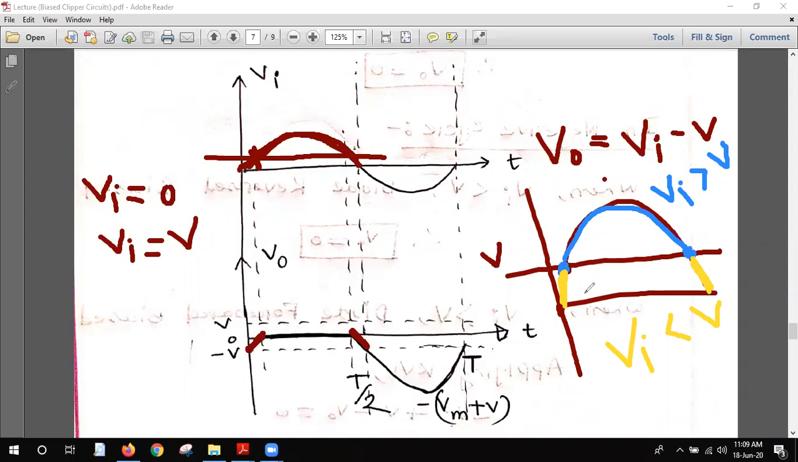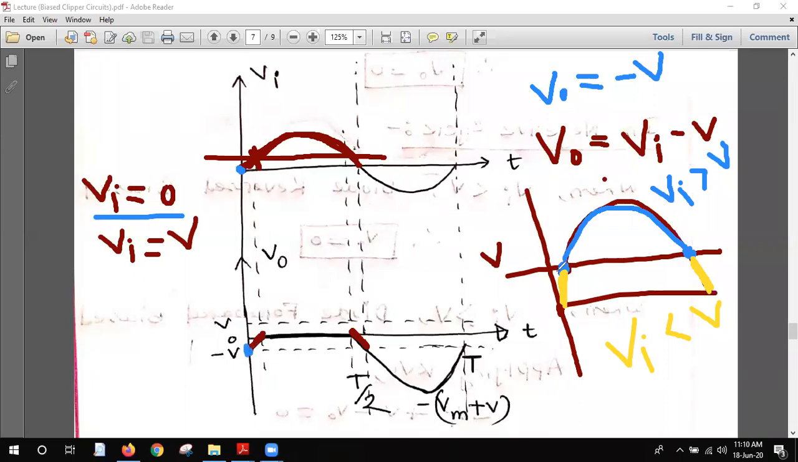For forward bias, the starting value is Vi equals 0. If I replace this Vi value equals 0, the output Vo will be minus V naught. The output will be minus V naught. That's why the starting point here, this is 0, the starting point is minus V naught here.